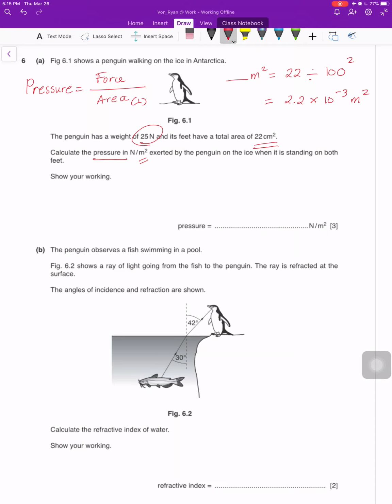Okay, and so now we're gonna have to use the formula. So P is equal to the force, 25 newtons divided by 2.2 times 10 to the minus 3 meters squared, and we will get 11,000 Newton per meter squared. And so that's our answer for this question.